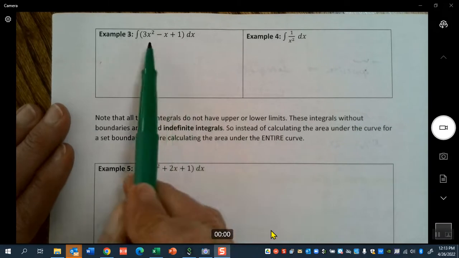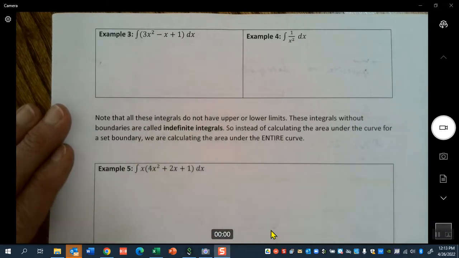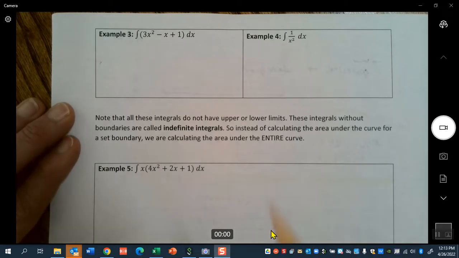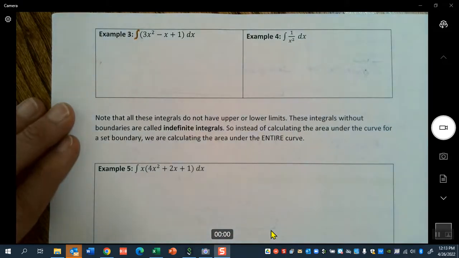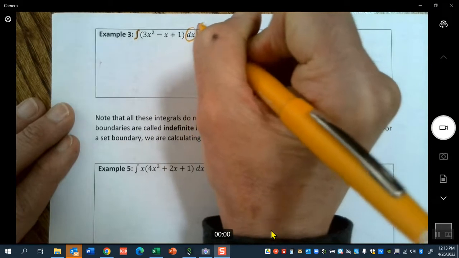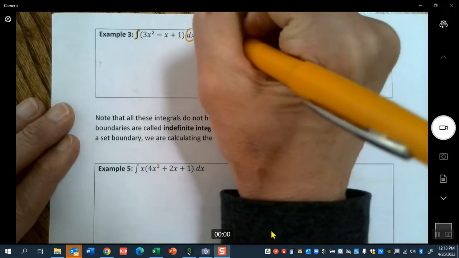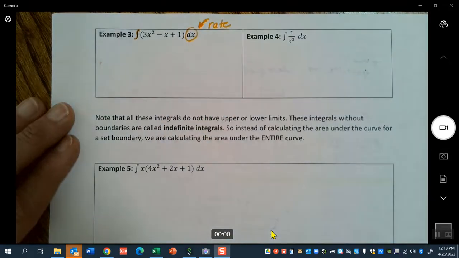All right, so now we've got something with a little bit more meat on the bones, but I want you to keep in mind you're undoing the power rule. This is asking you for the area under the curve. That's asking you for the original function. And when I see this dx, that reminds me that what I'm given is already a rate. So I need to go back up to my position or my original function.